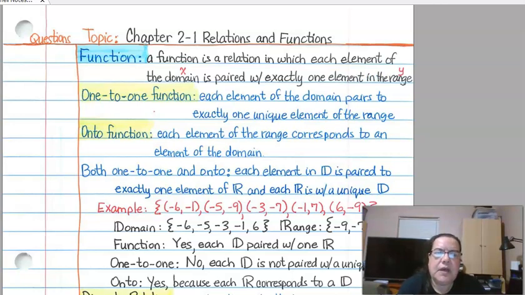Okay, so chapter 2-1 has to do with relations and functions. So we're just going to look at some definitions. So what is a function?